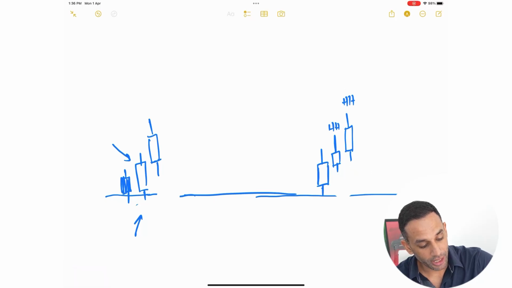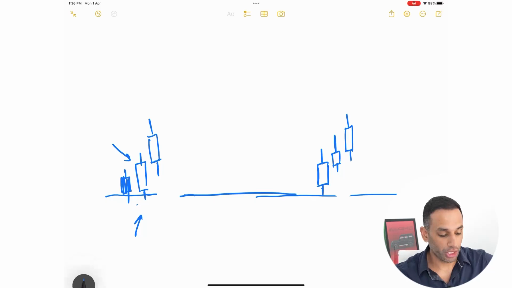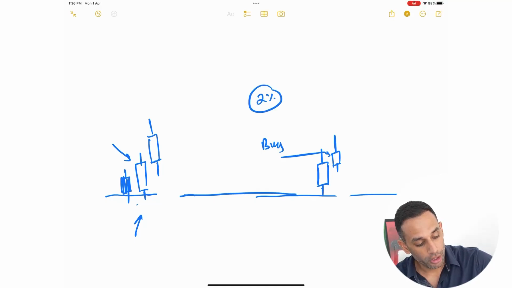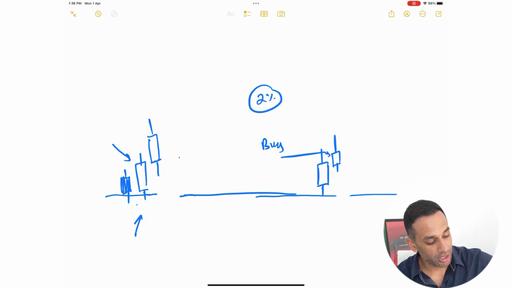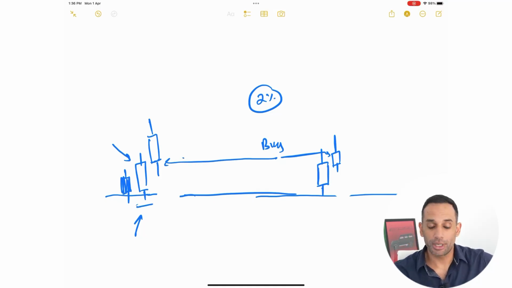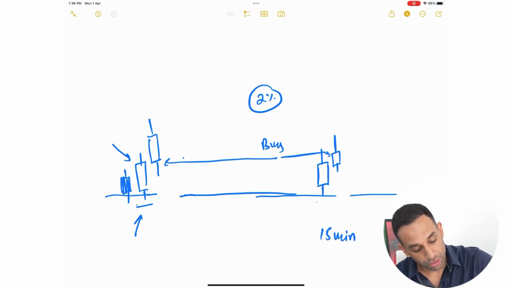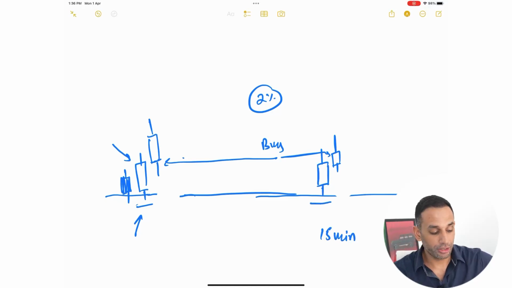Now, what to do if price does continue to push down? In that instance, let's say I have a buy position open right over here with a total risk of 2%, and my stop loss is below the 30-minute candle. So in this case, on the 15-minute, my stop loss will be below the 15-minute candles right over here.